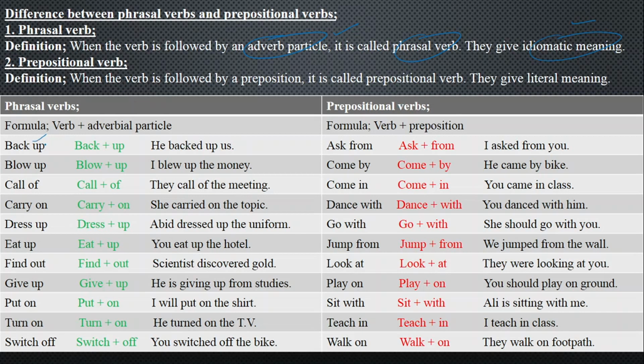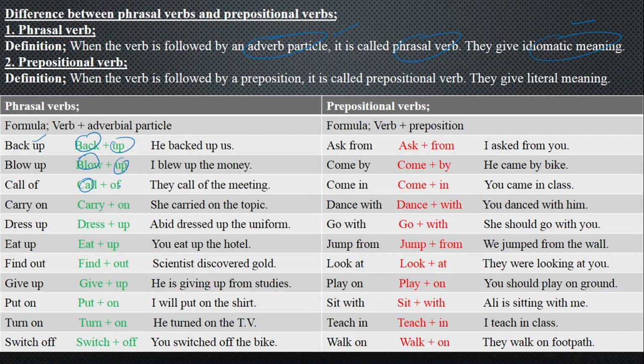Back means behind and up, but together they give the hidden meaning, which is support. Blow and up: blow means when the wind blows, and up means upstairs or upward. So blow up gives the meaning of spending uselessly. Call off means cancel. Now, call, I say I called him, and I called off.